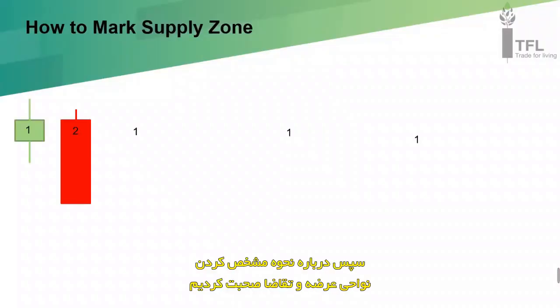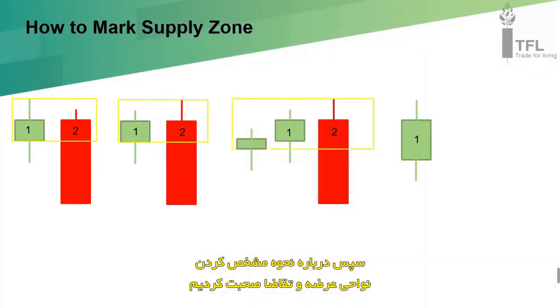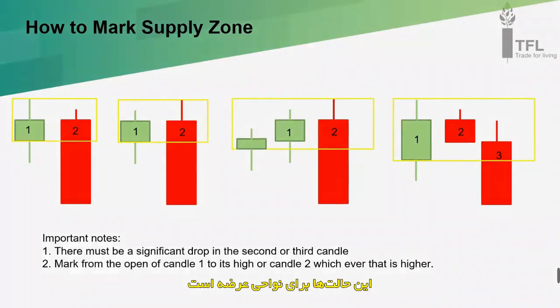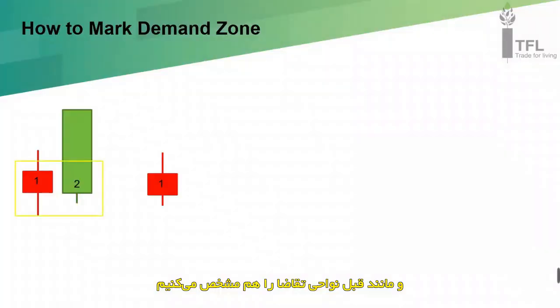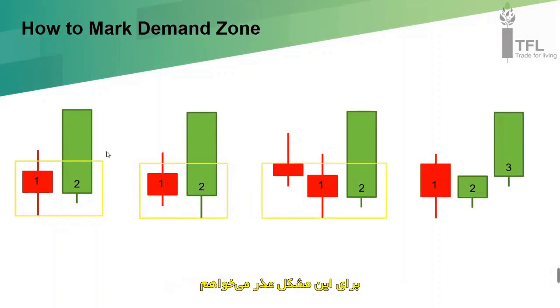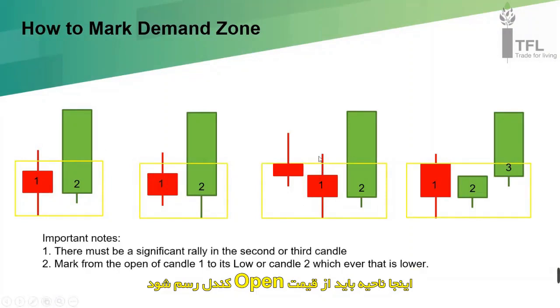Next, of course, we have our definition of how to mark our supply zone and demand zone. So this is for the supply zone, and of course, we have the way of marking our demand zone. Sorry for that, this is supposed to be at the open of the price. This is at the open of price.